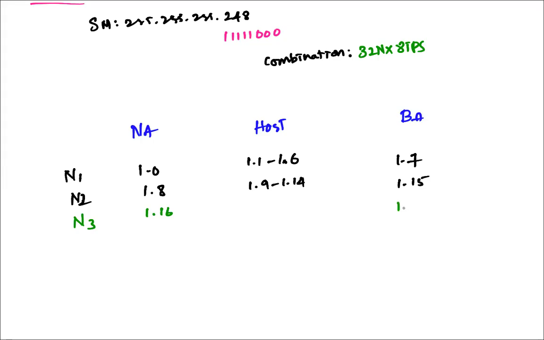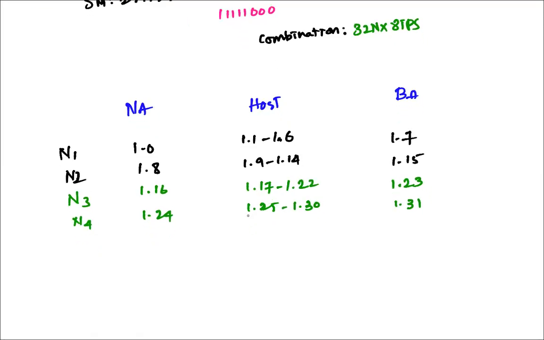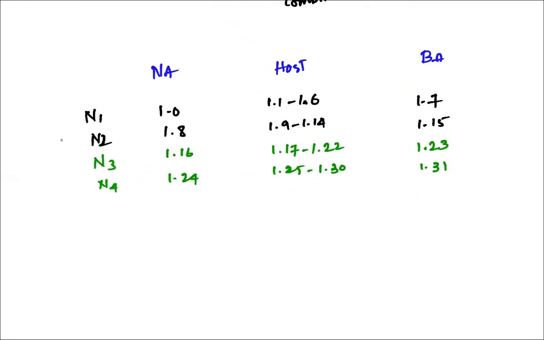1.16 to 1.23. 1.17 to 1.22. Okay, so network number 4, 1.24 to 1.31, 1.25 to 1.30. Okay, yes. So finally, again, we wrote the first 4 networks.